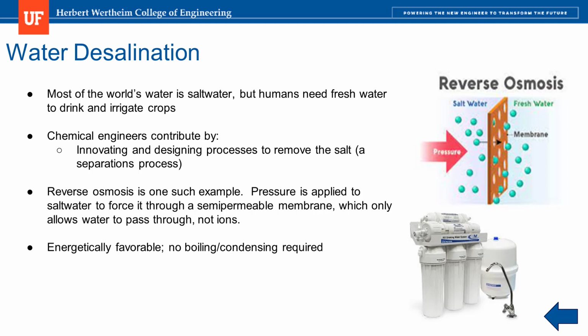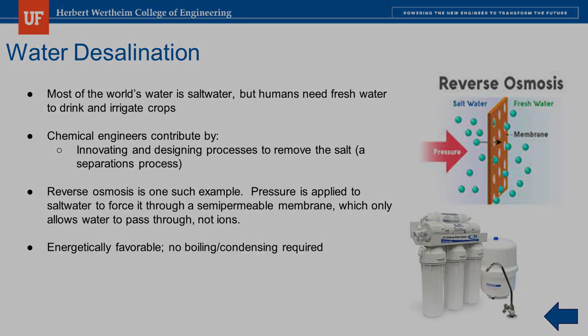Consider all the nuances of this problem. What material is the semi-permeable membrane made of? How large are the pores? What happens if it gets clogged? How large must the applied pressure be? What throughput can we expect? These are all questions a chemical engineer can answer.